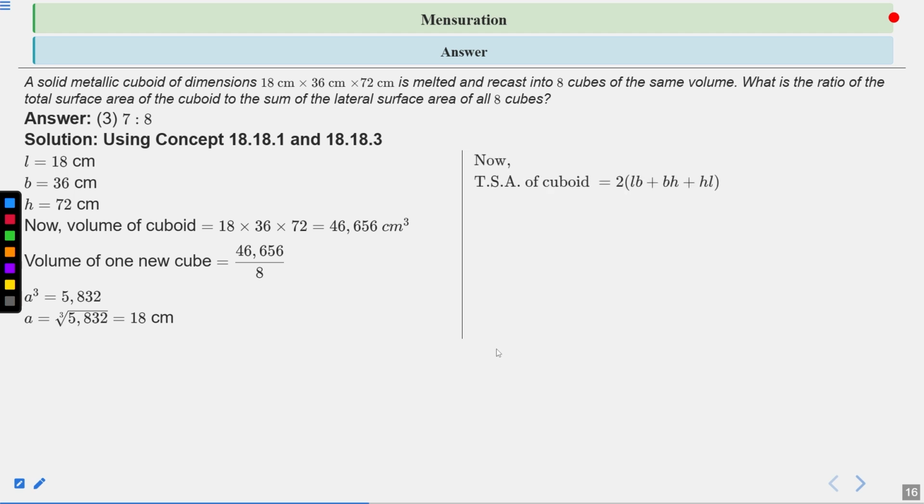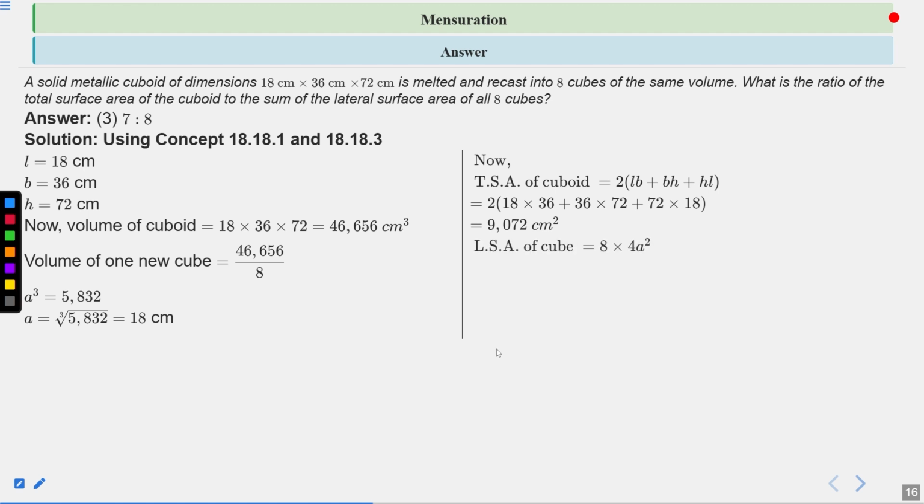Now the total surface area of the cuboid will become, we know the formula, 2 times (LB plus BH plus LH). So we put the values: 2 times (18 into 36 plus 36 into 72 plus 72 into 18). Simplifying it, we get the total surface area of the cuboid, which is 9,072 square centimeters.